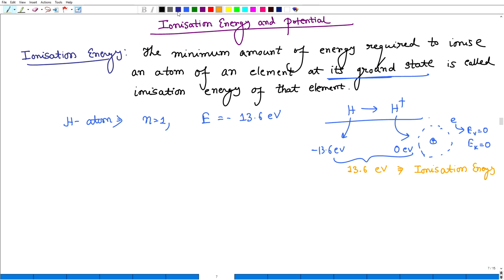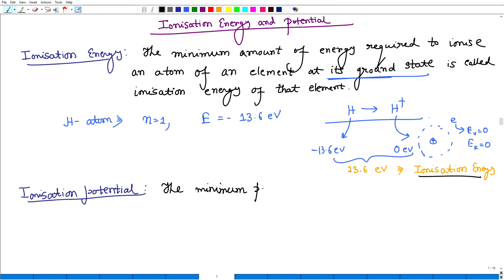Now let's look at another definition: the ionization potential. So what is the definition? If you write quickly, the minimum potential, not the energy here. To kick out that electron from the hydrogen atom, we need this ionization energy, but we actually give the potential. So that is the ionization potential.